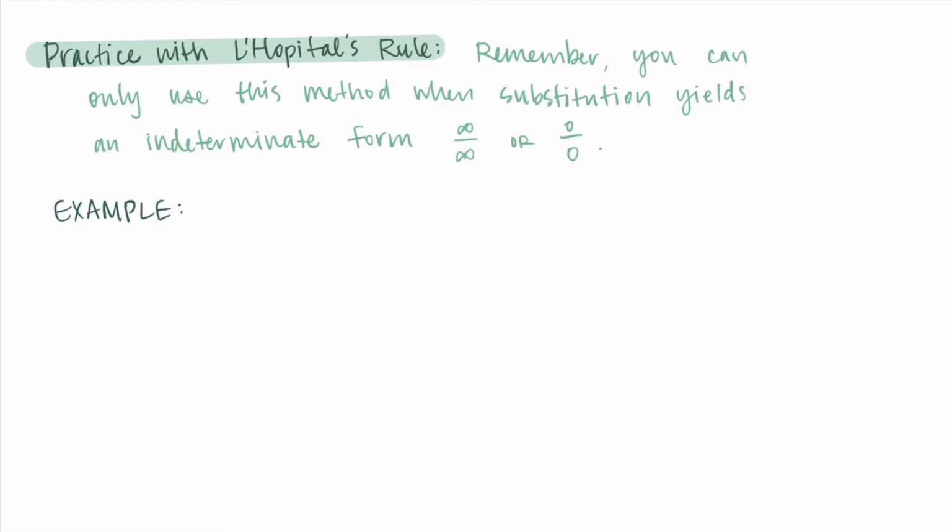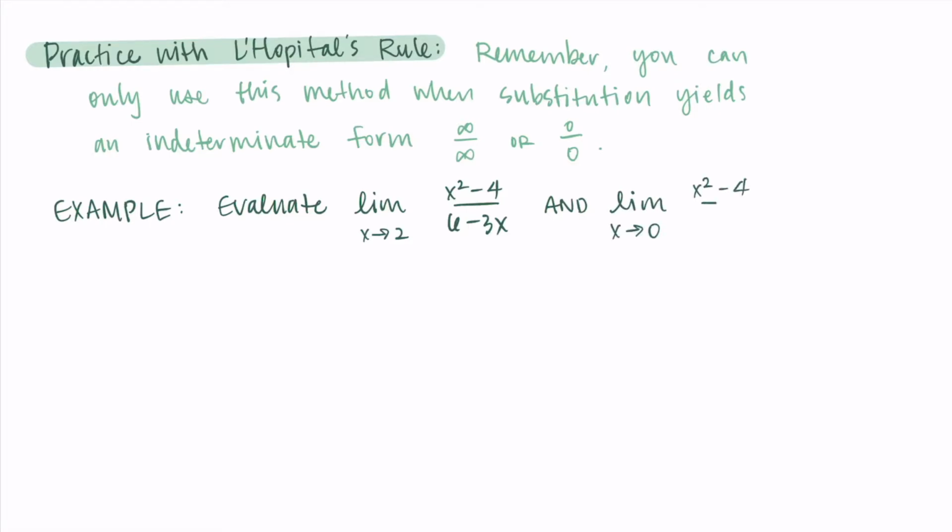To illustrate when we can and can't use L'Hopital's rule, let's evaluate a limit of the same function but just at two different values. Let's say we want to evaluate the limit as x approaches 2 of x squared minus 4 divided by 6 minus 3x, and we'll do the limit as x approaches 0 of the same thing, x squared minus 4 over 6 minus 3x. Remember, when we do the limit, our first step is to just substitute in the value and see what happens.